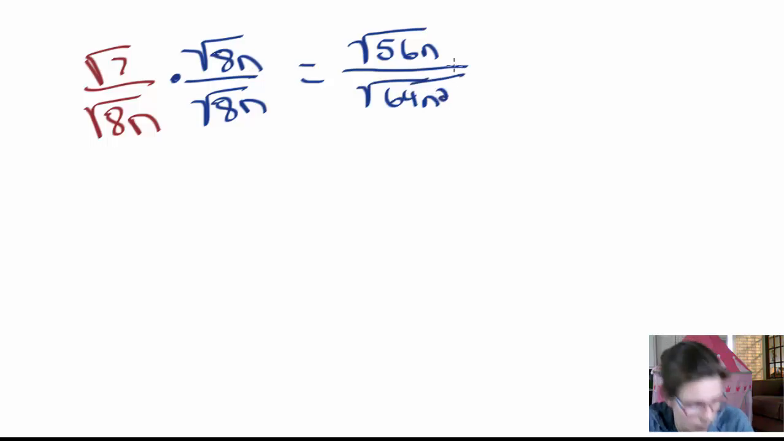So the point is to get rid of the radical in the bottom. If it doesn't get rid of the radical, then that doesn't help. Okay, so let's do the bottom. The square root of 64n squared is 8n. Well, we have to see, what times what equals 56? Well, 8 times 7, but what else?